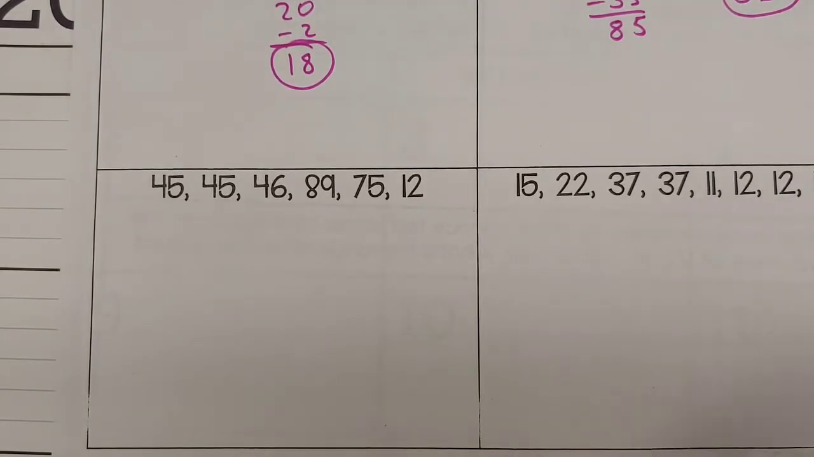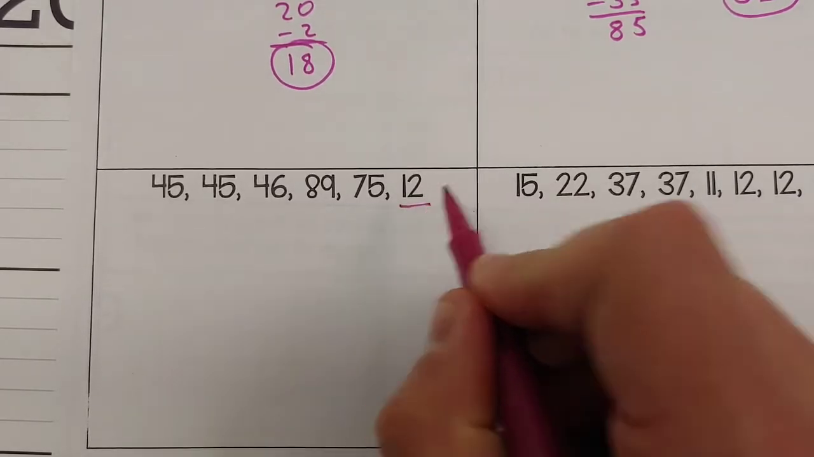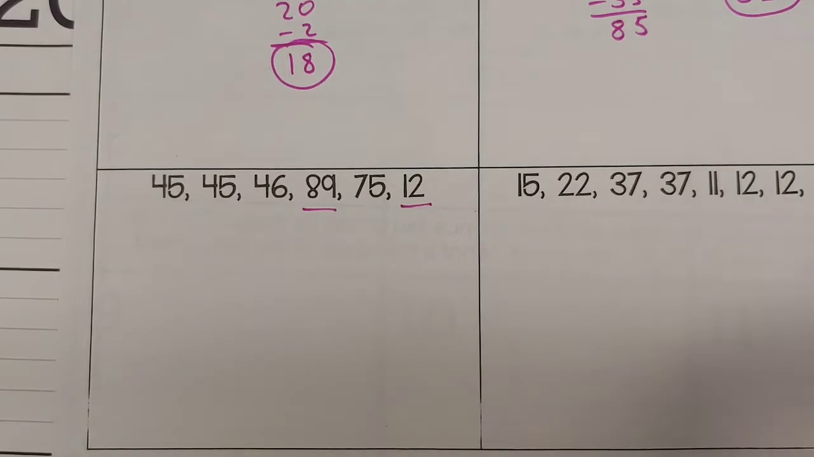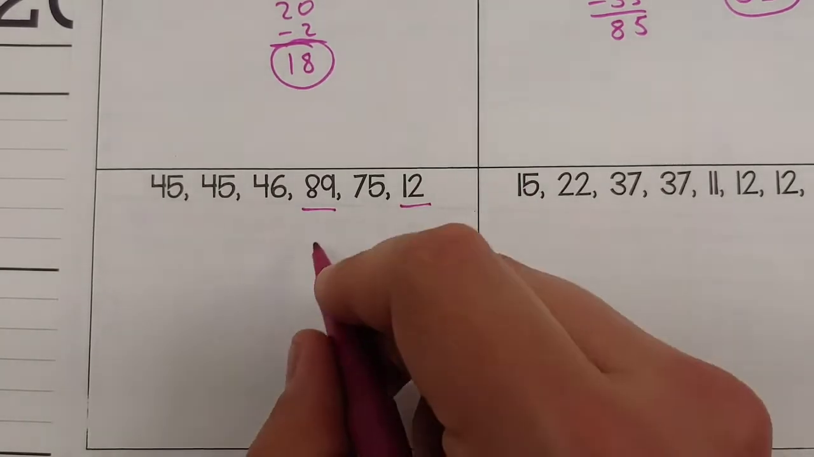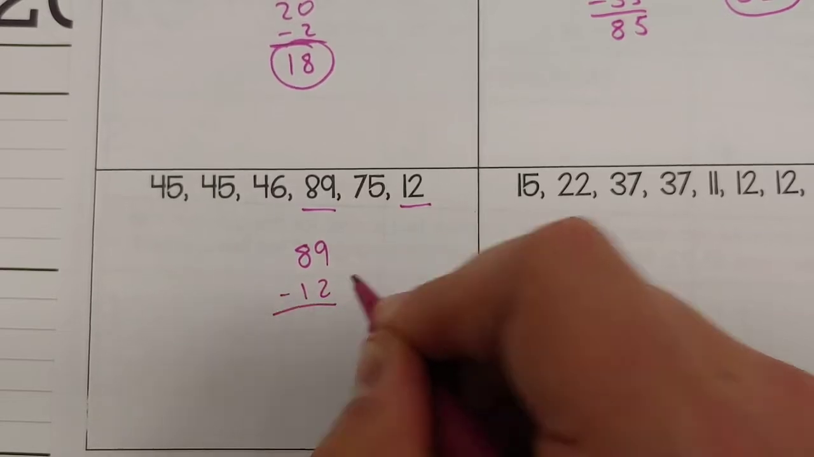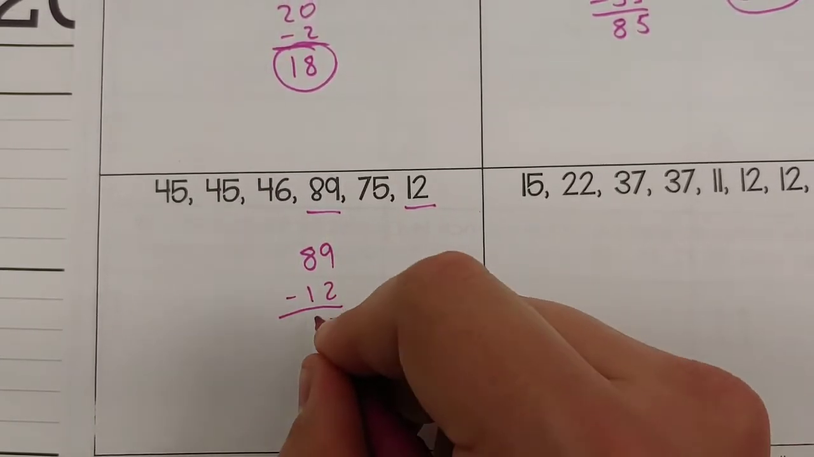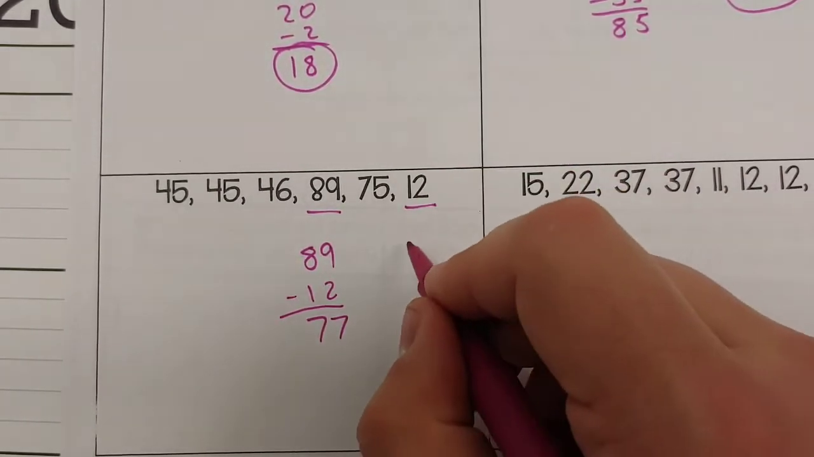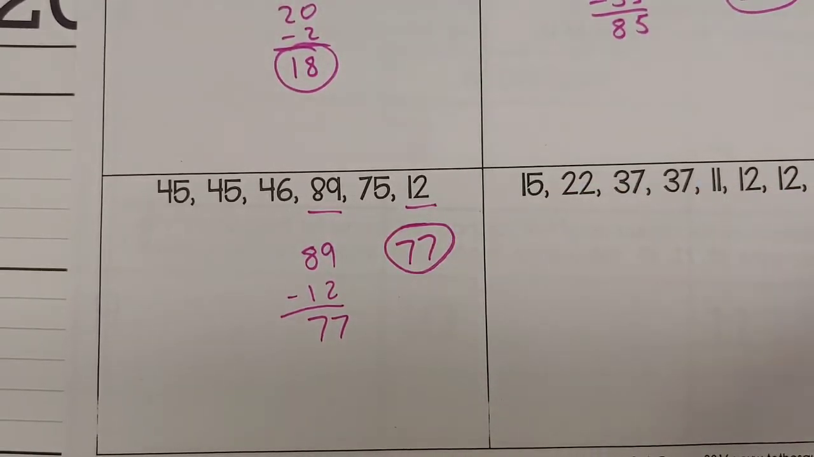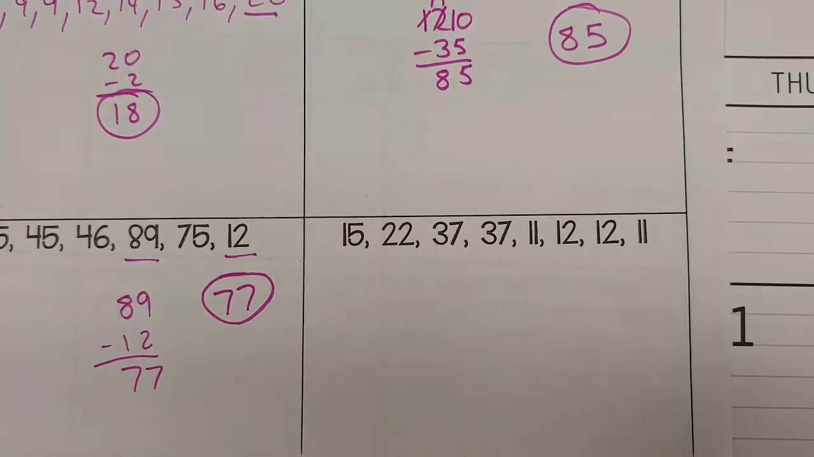Here again, pick out the smallest. There's a 12 there. Appears that 89 will be our biggest number. 89 minus 12. 77 is our answer.